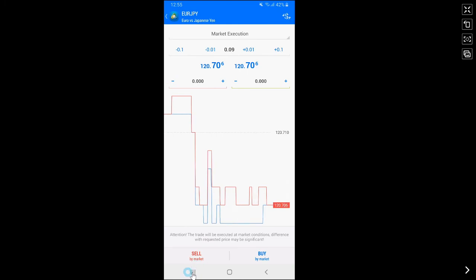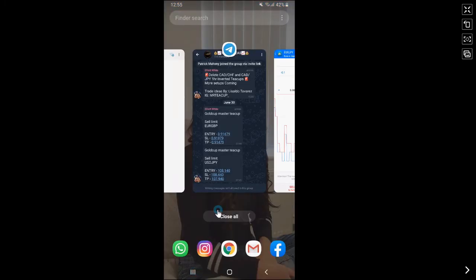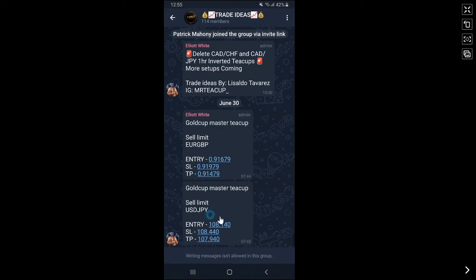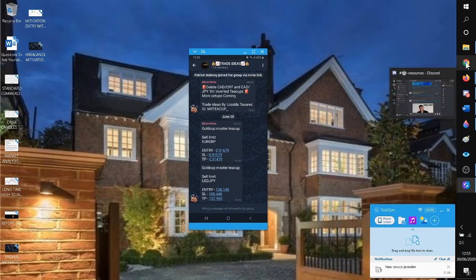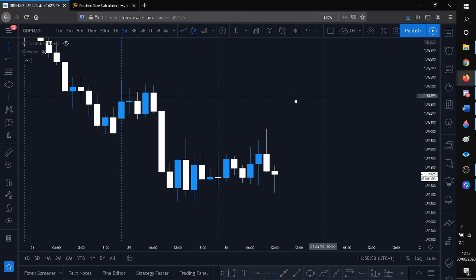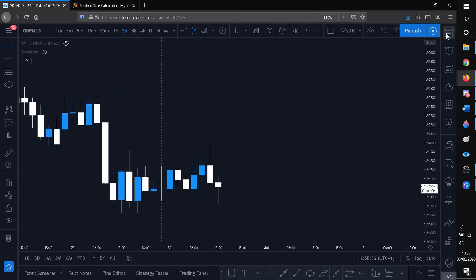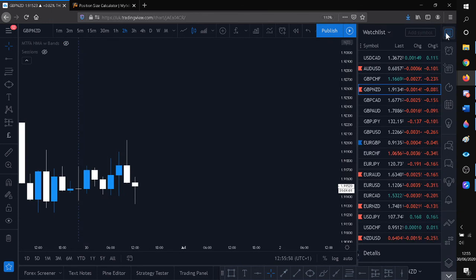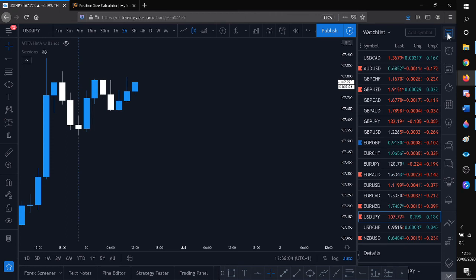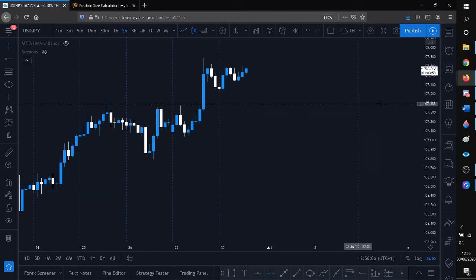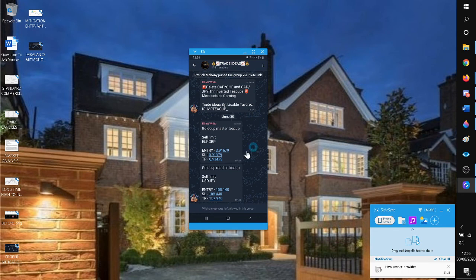Okay, and to determine the correct lot size for the risk management, I will show you how you can do that on the chart. So let's look at USD JPY, for example. With USD JPY, they were saying the entry was 108.140.